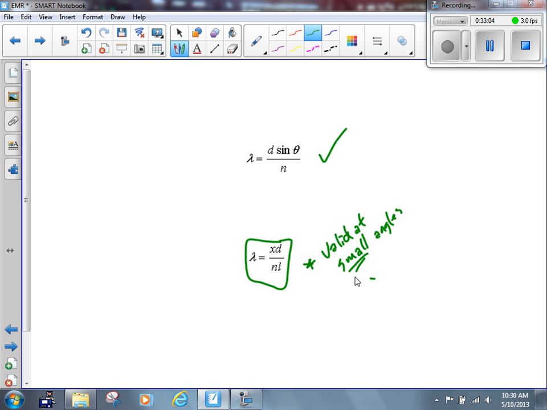If L is not more than 10 times x, then we should be good to go. And in the vast majority of cases, that will be the case. So both equations would be valid in the vast majority of cases.